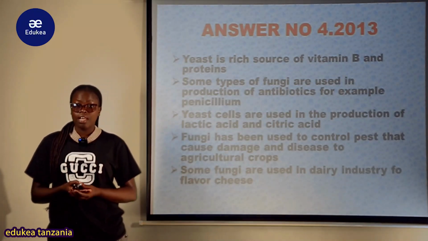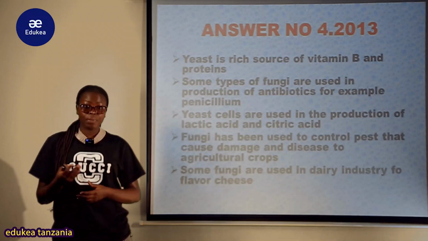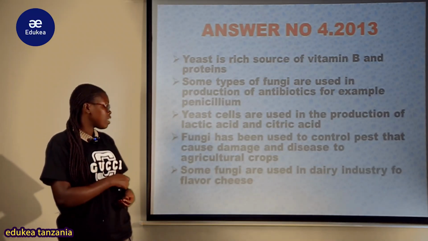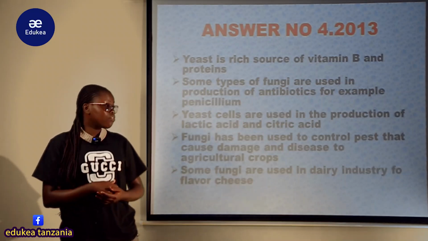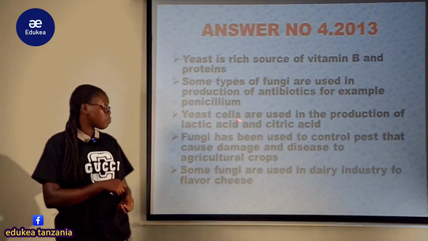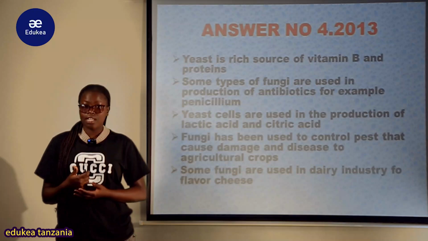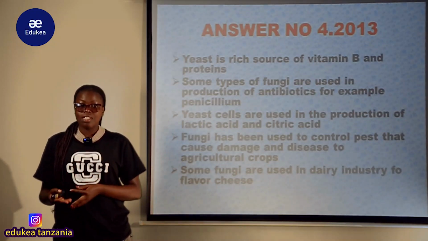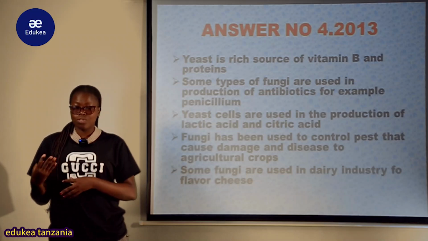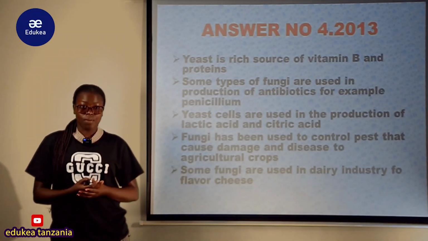Also yeast cells are used in the production of lactic acid and citric acid. Lactic acid is used, for example, by those who make yogurt by curdling milk. This lactic acid provides the sour taste.